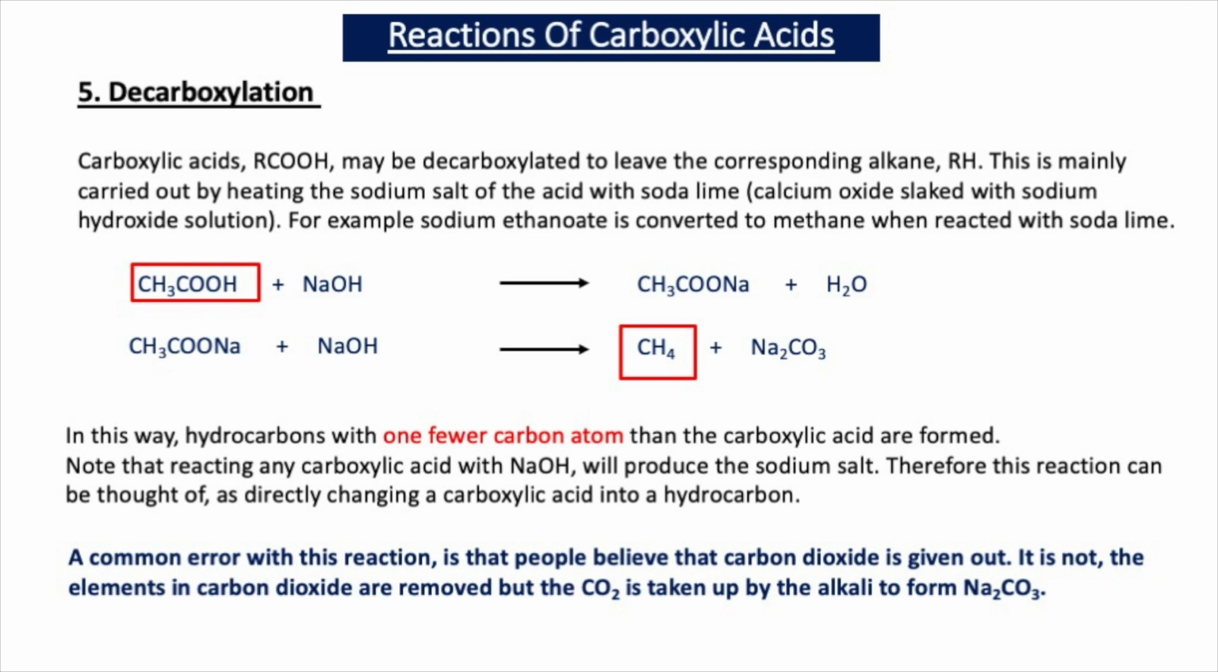Now it doesn't matter if you start with the carboxylic acid or the salt of the carboxylic acid. If you heat either with soda lime, you'll end up with an alkane with one less carbon in it. And that's because the carboxylic acid will react with the sodium hydroxide from the soda lime to form the salt, and then this will react further with sodium hydroxide to form the alkane and sodium carbonate. Now the reaction is a decarboxylation because you're removing COO from the carboxylic acid.